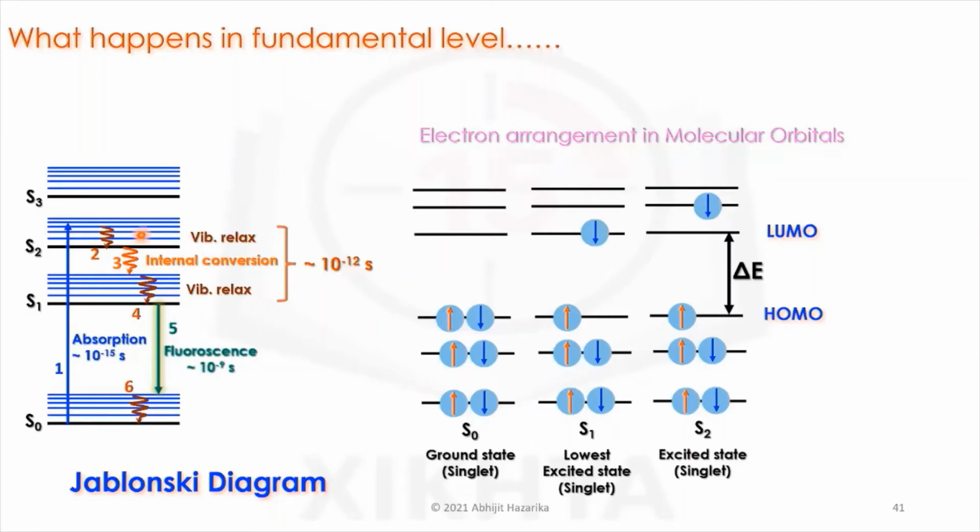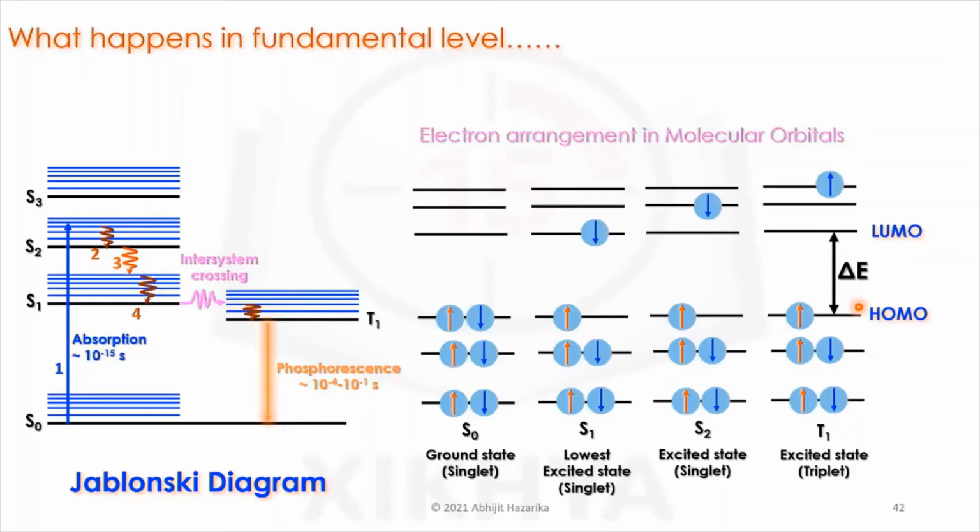These non-radiative processes like vibrational relaxation and internal conversion are very fast as compared to fluorescence. So these processes take place in the time frame of picoseconds, while fluorescence takes place on a time scale of nanoseconds. And here on the right side are the molecular orbital diagrams, and this fluorescence energy or the fluorescence color depends on the energy difference between the lowest unoccupied molecular orbital and the highest occupied molecular orbital.